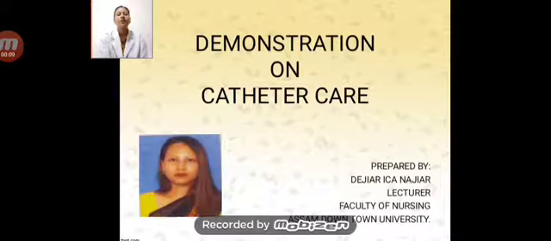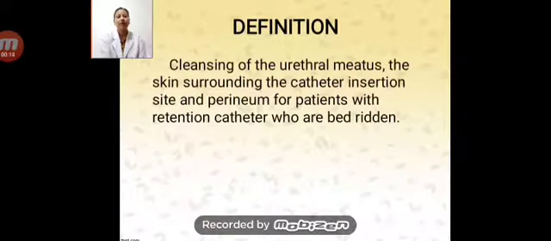So today I'll be teaching you all a demonstration on catheter care. So what is catheter care? It is cleansing of the urethral meatus, the skin surrounding the catheter insertion site, as well as the perineum for the patients with retention catheter who are bedridden.